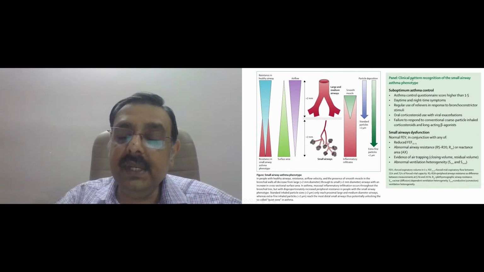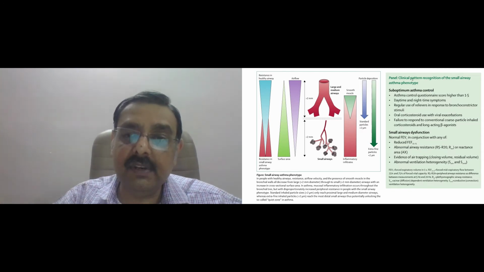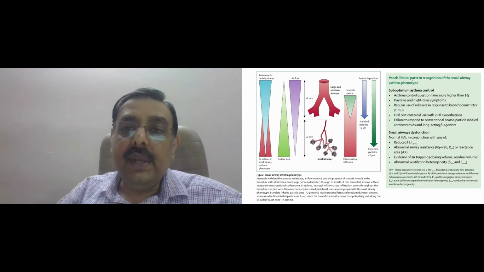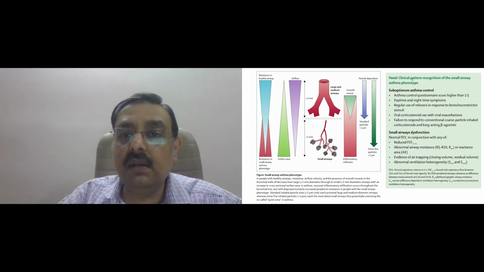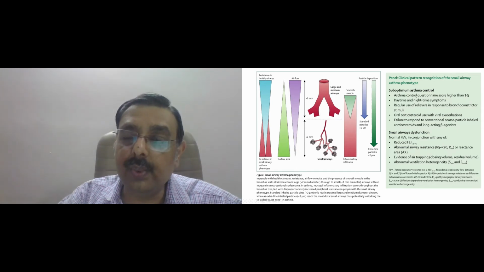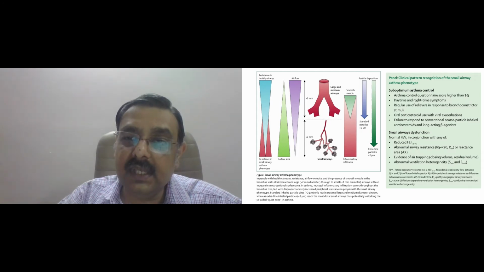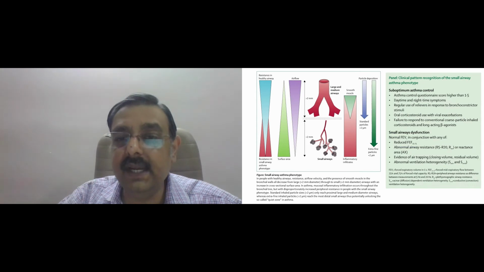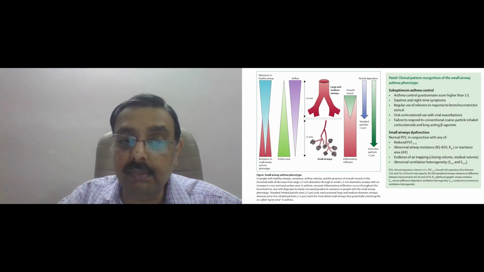Now, there has been a clinical pattern recognition of a small airway asthma phenotype where you actually find that they're not very well controlled. So you find that if you use an asthma control questionnaire, the scores are high. They might be having daytime symptoms, nighttime symptoms, use of bronchodilators, use of steroids, but actually their FEV1s are normal.